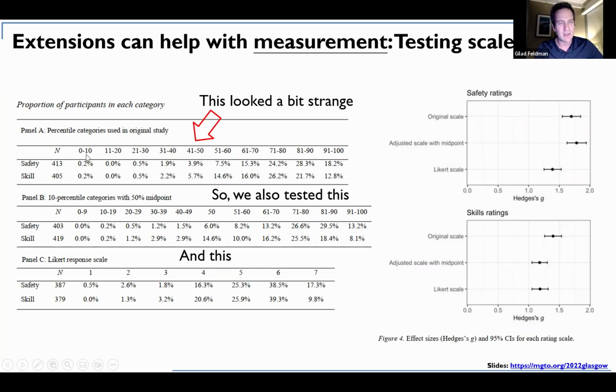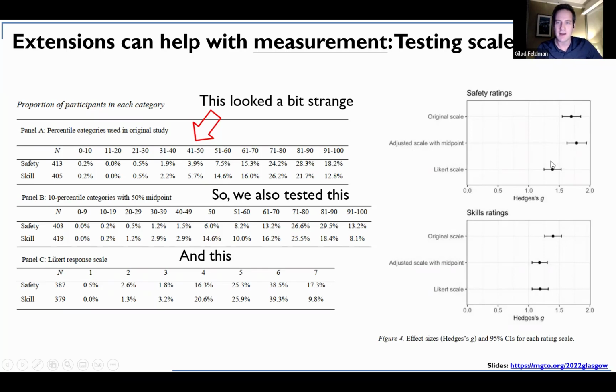So from 0 to 10, these are 11, and then 41 to 50, these are 10. So the way that they distributed the options seemed a bit weird to us. So we actually tested 2 more in a between subject design. We tested the original, but we also tested this with a midpoint, doing this equal on the left and equal on the right, and then a midpoint. And then we also just introduced a Likert scale in order to see how that differentiates.